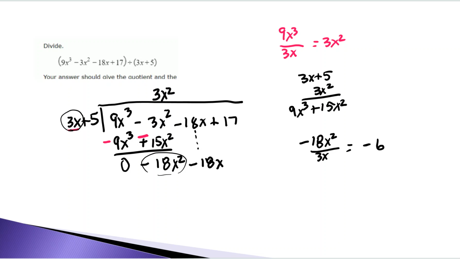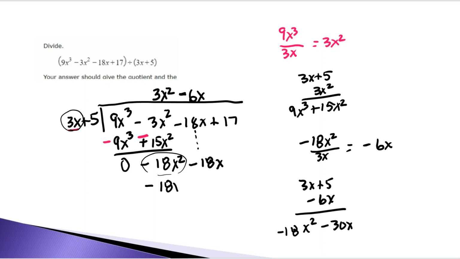18 over 3 is 6. And x squared over x is an x. So my next term here is a negative 6x up on top. Then like before, I multiply 3x plus 5 times negative 6x. Negative 6x times 5 is negative 30x. Negative 6x times 3x. Negative 6 times 3 is negative 18, and x times x is x squared. And that's what goes here: negative 18x squared minus 30x.